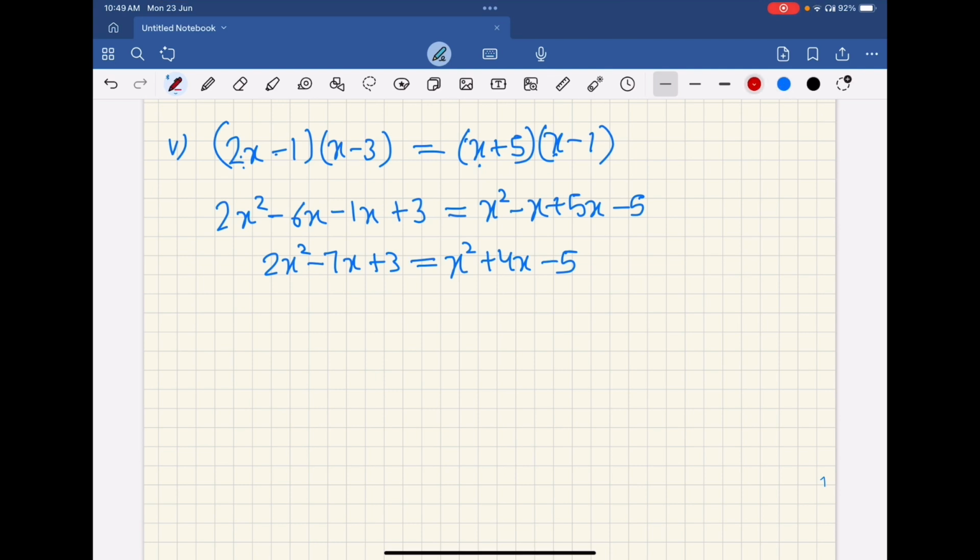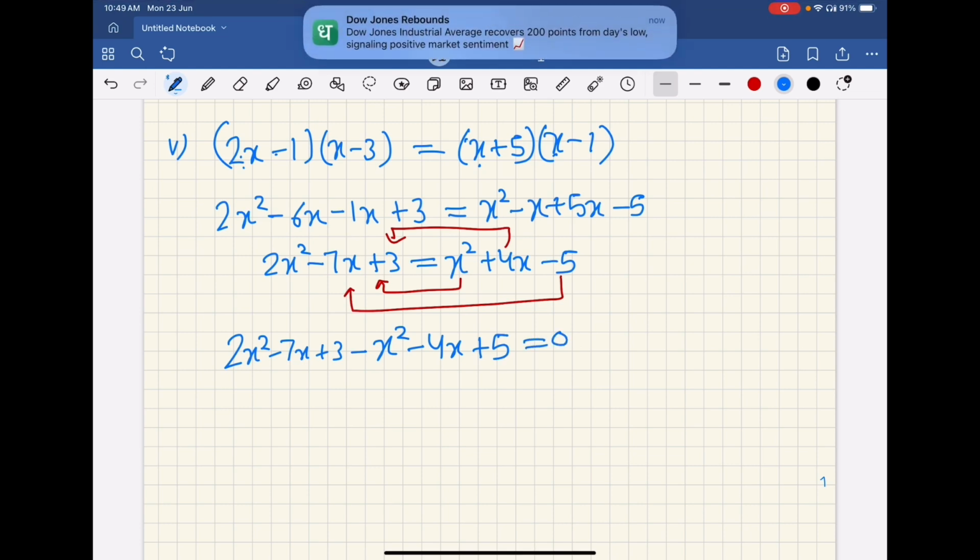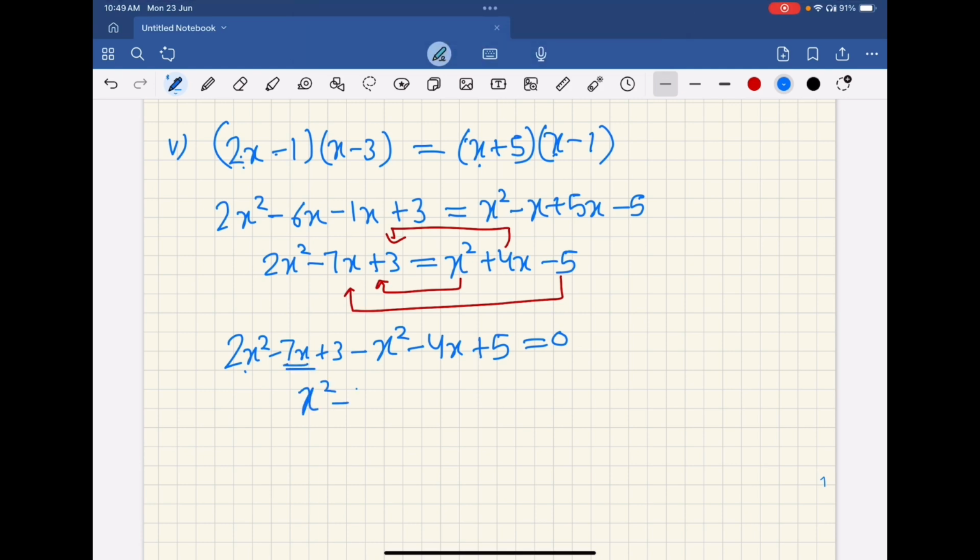Now let us change the sides again. Okay, what is the rule? Side changes, sign changes for plus and minus. Okay, so now we have 2x square minus 7x plus 3, plus x square comes to this side becomes minus, plus 4x comes to this side becomes minus 4x, minus 5 comes to this side becomes plus. Okay, so now 2x square minus x square becomes x square, minus 7x minus 4x is minus 11x, plus 5 plus 3 is plus 8, which is equal to 0.